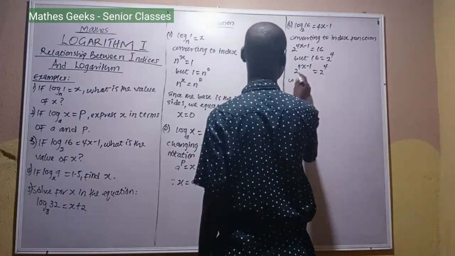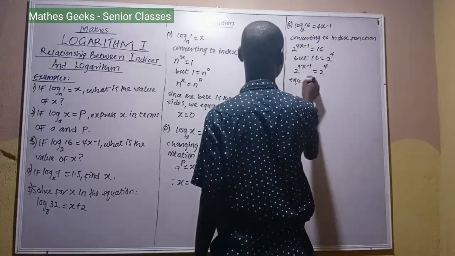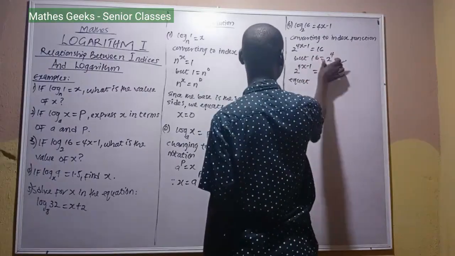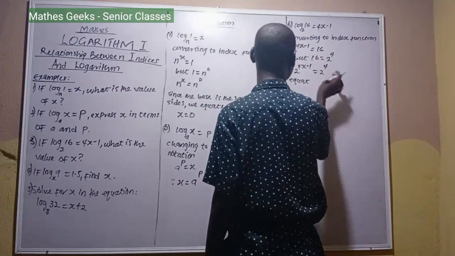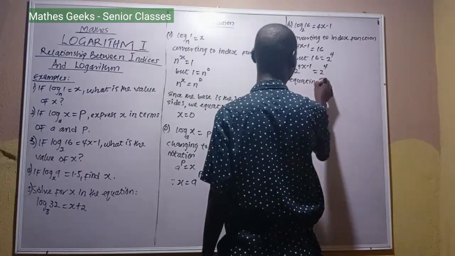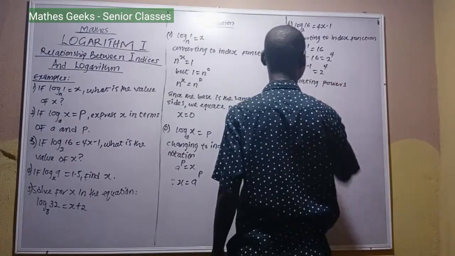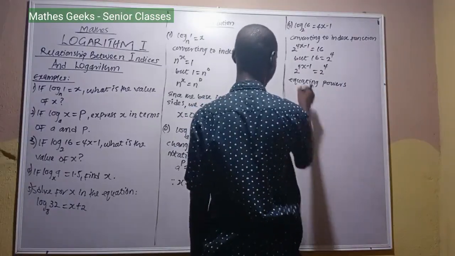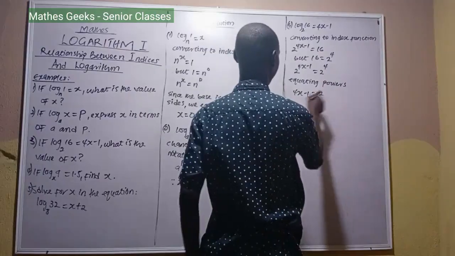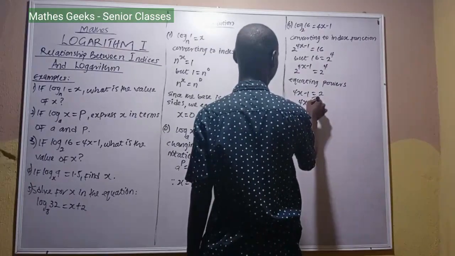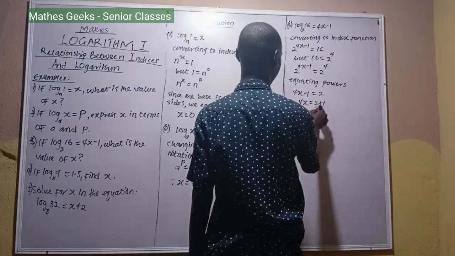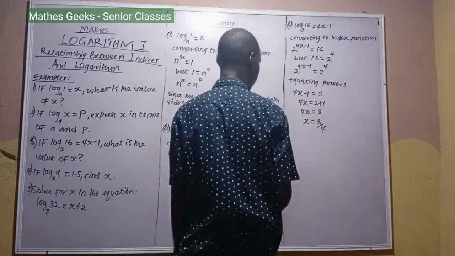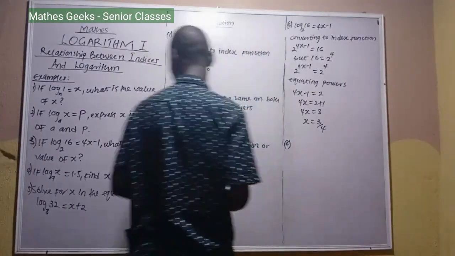So equating powers. Anytime the base is the same, we equate powers. Anytime the powers are the same, we equate bases. Since the bases are the same, equating powers, we have 4x minus 1 is equal to 2. Collect like terms: 4x is equal to 2 plus 1. 4x is equal to 3, and x is equal to 3 over 4. That's the answer.